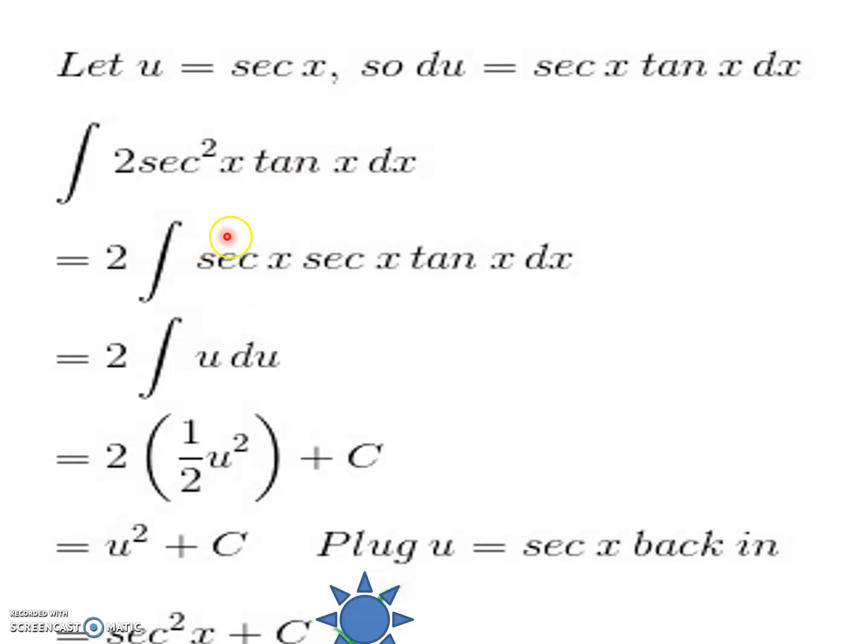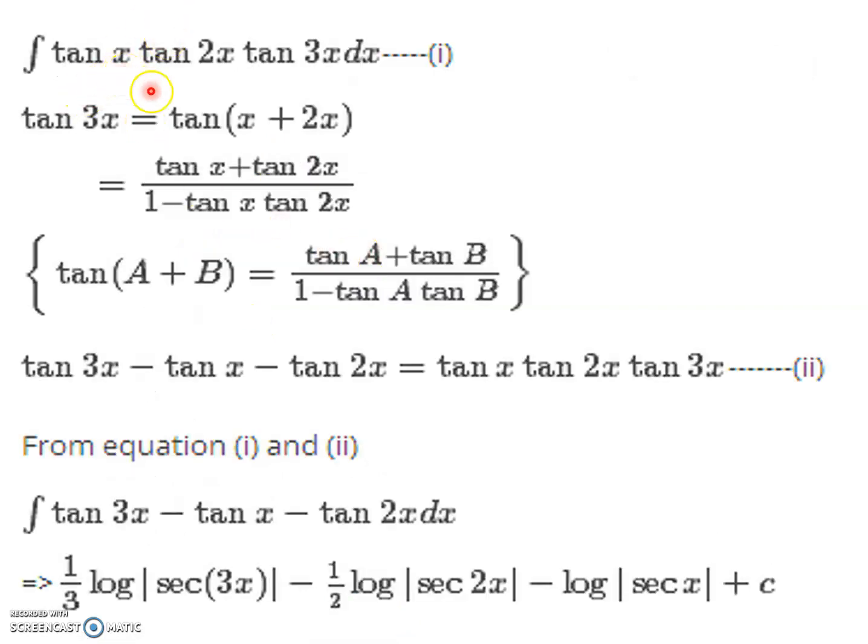Now, we have to revise that example again. Better we take the next example: integral of tan x tan 2x tan 3x dx. We have to know that tan 3x is tan of x plus 2x. We know that tan of a plus b is tan a plus tan b upon 1 minus tan a into tan b. This is the formula from trigonometry. We put a is x and b is 2x. That's why tan x plus tan 2x upon 1 minus tan x into tan 2x. We know that tan 3x minus tan 2x minus tan x is tan x tan 2x into tan 3x.